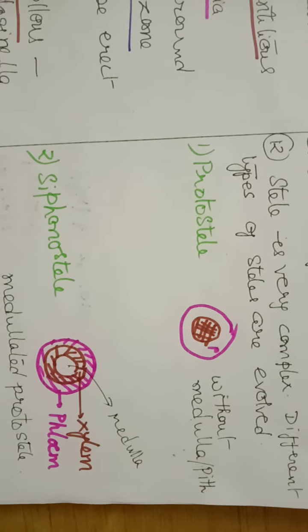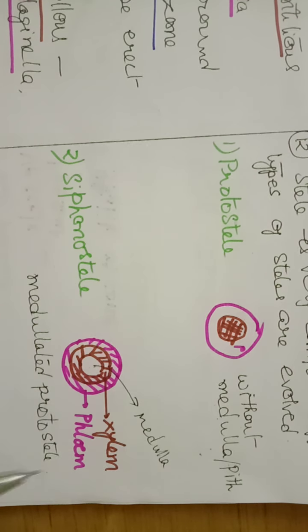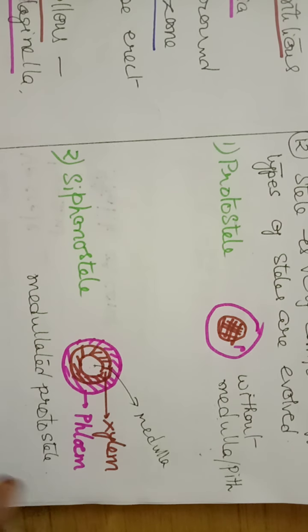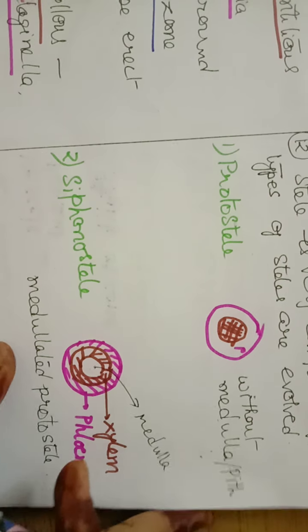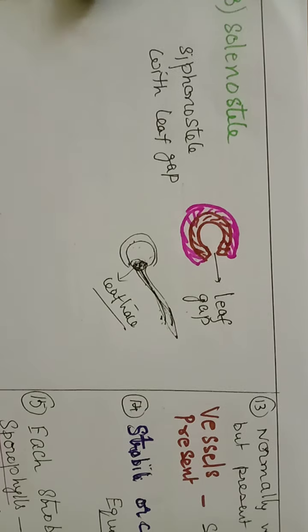Siphonostele is called a medullated protostele. That means there is a medulla or parenchymatous tissue present at the center. It is surrounded by xylem and then by phloem. So such type of stele is called a siphonostele. Now the third type of stele is solenostele.